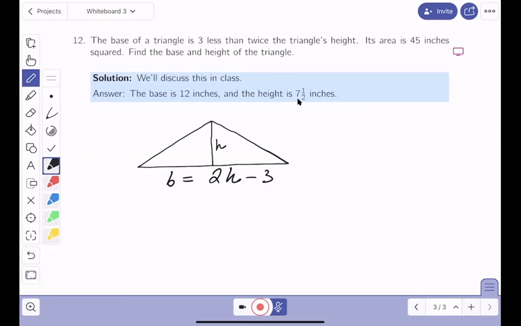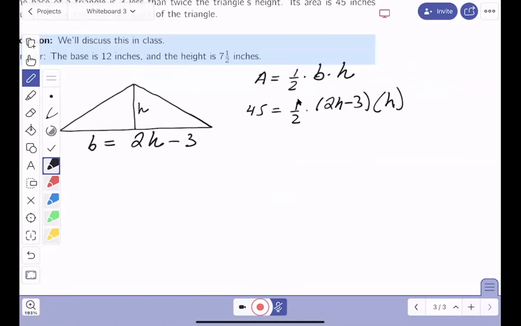Here's the deal, though. The very next sentence says the area is 45. Let me remind you, area of a triangle. The grade school formula is 1/2 times the base times the height. Let's write this down. What's the area? 45. 1/2. What's the base? It's 2H minus 3. What's the height? It's H. All right. I think I'm ready to start, at least moving forward.